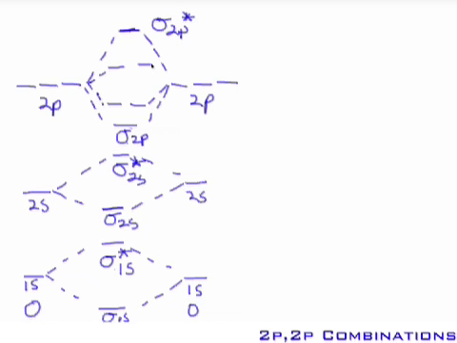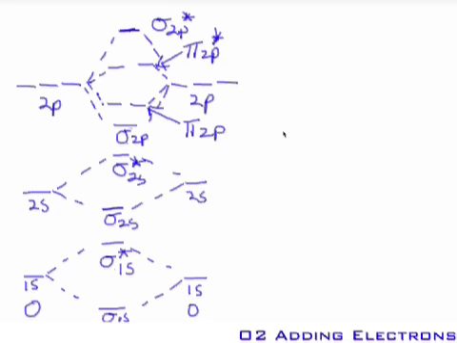You have 4 2p's left, 2 on this oxygen, 2 on this. They give you side-to-side overlap. And with that, you get your pi 2p star and your pi 2p. All right.